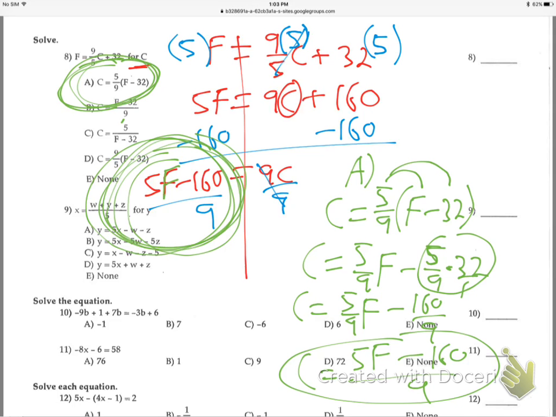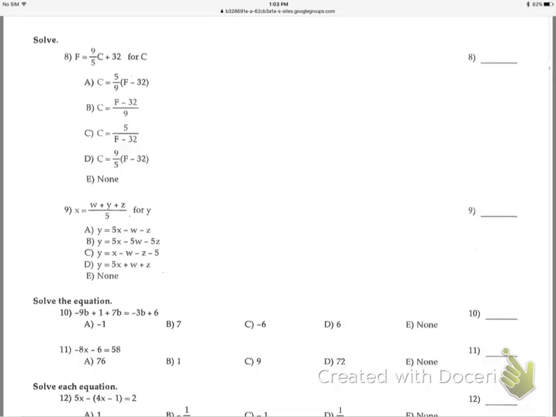When you distribute that 5/9, it's 5/9 F minus 5/9 times 32. So the 5 goes to the top. That's 160. They're both over a 9. It's 5F minus 160, both over 9. It's the same thing. All right, so that's the hard one. So watch out for that one.